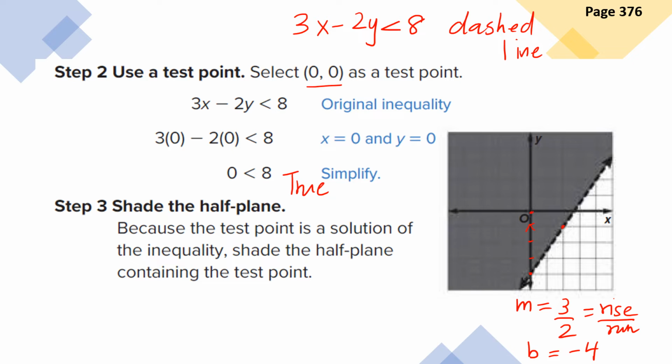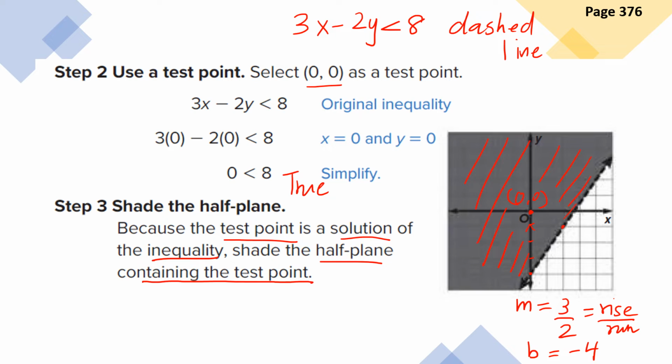Now 0, 0 was lying here, the test point. It satisfies, so this whole region which is shaded is going to be a solution. So because the test point is a solution of the inequality, you shade the half plane containing the test point. So this is how you draw the graph. The graph, remember, is a shaded region. It's not a line, it's this whole region of points.